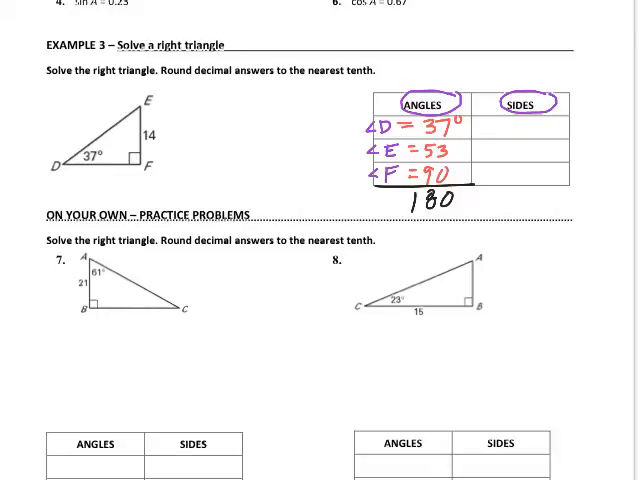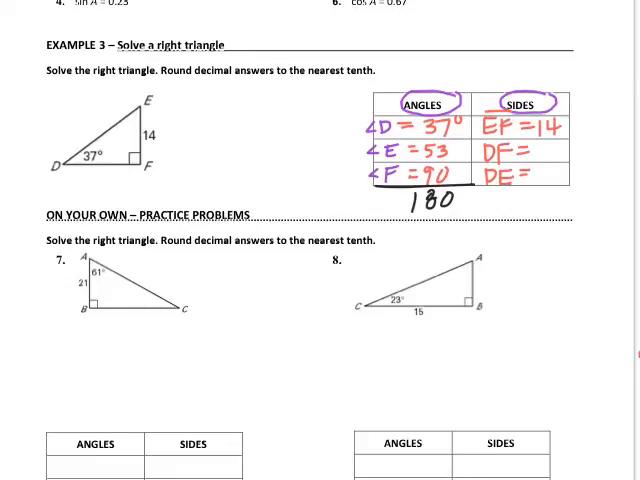Now you've been used to doing that, so that's not too hard. But we do need to find a way to find the lengths of the other sides. Let's fill in the one we have. Right now we have side EF is 14. We do not know what side DF is, and we do not know what length the hypotenuse is, DE.